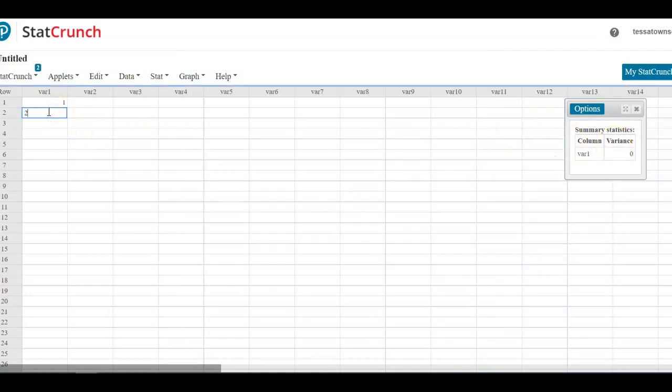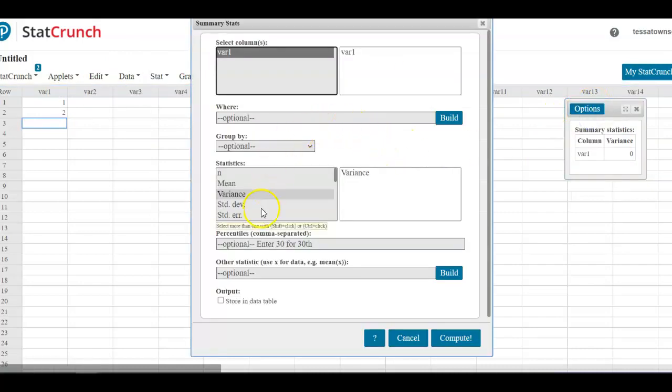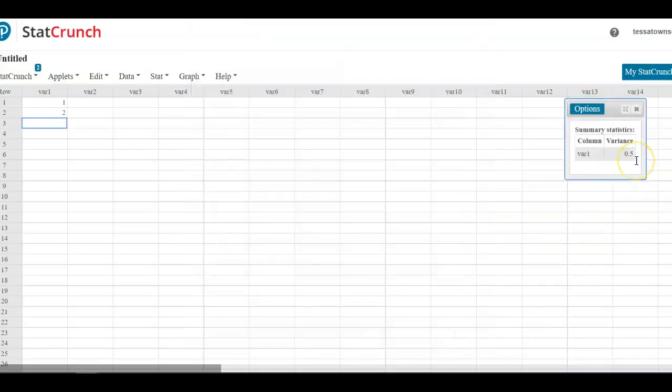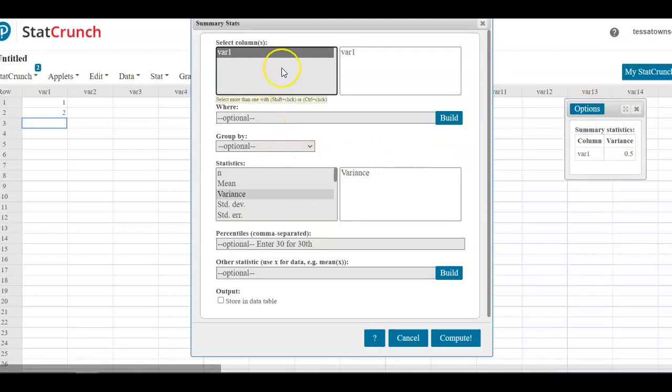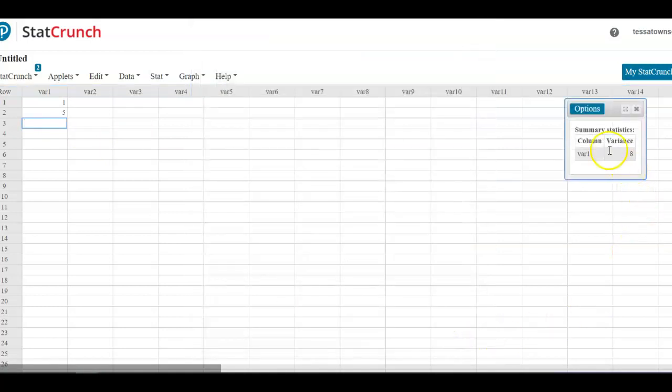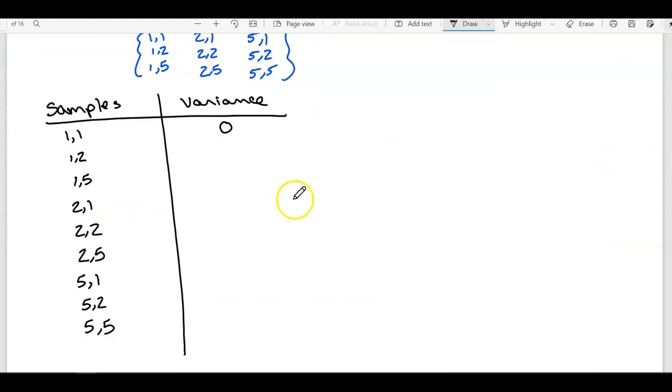That next one is 1, 2. Compute. Now my variance is 1/2. And then if I do 1, 5, and then compute, my variance is 8. And we're going to do that for all 6. So we had 1/2. And we had 8. So if I do the same thing with 2, 1, I would get 1/2.